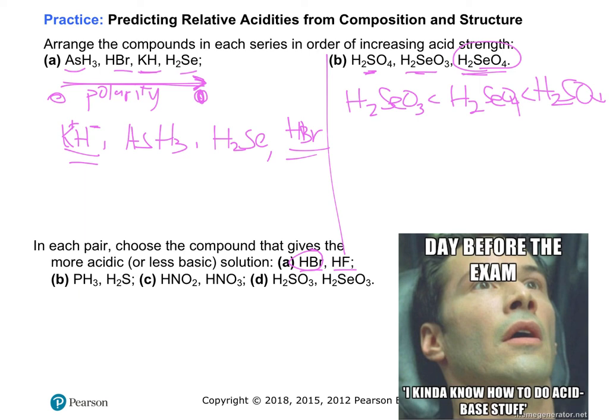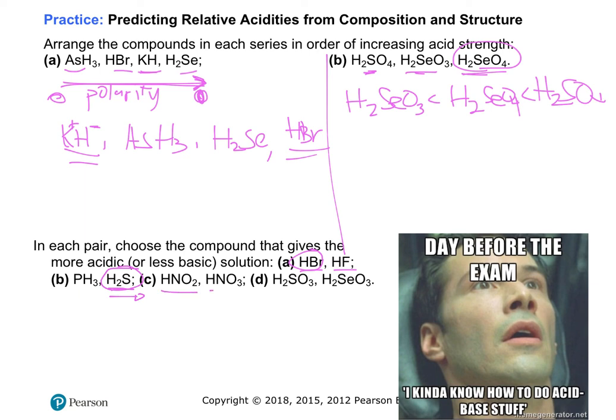For B, we want to look at phosphine and hydrogen sulfide, or phosphorus and sulfur. They are in the same row. So with that, we're not thinking about bond strength so much as bond polarity. Which one is more polar? Well, we know that sulfur is closer to the right, so it has increasing polarity. That one's going to be more acidic, and we can verify based on the Ka.